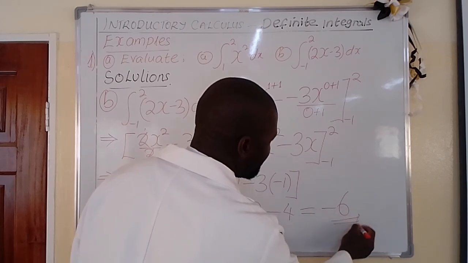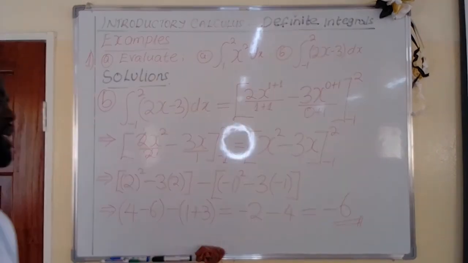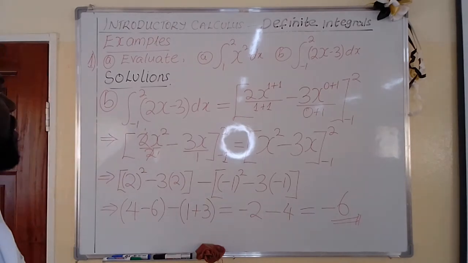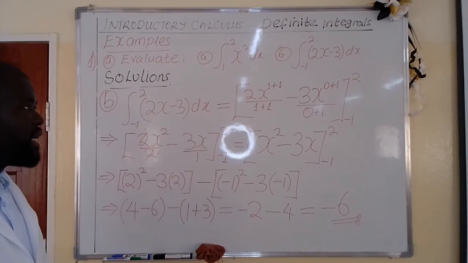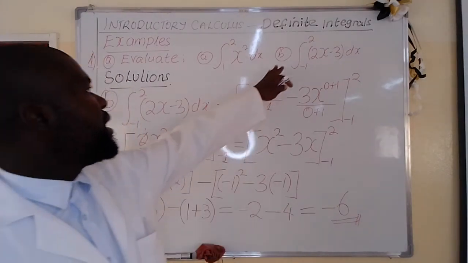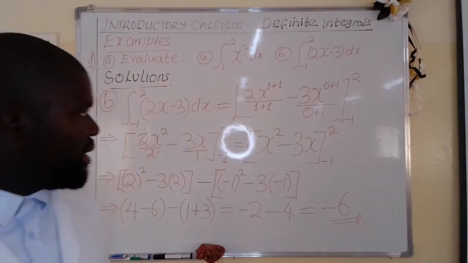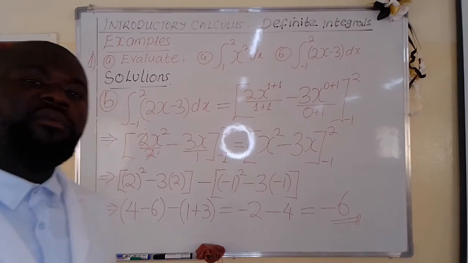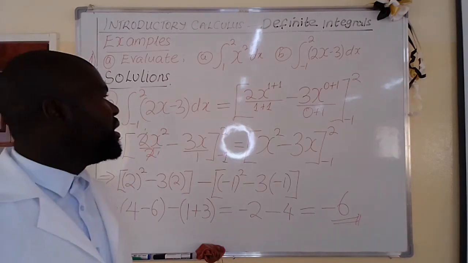So basically, this is the value of the integral under discussion. So negative 6 is the value of the definite integral under discussion. So basically, this is how we evaluate definite integrals.